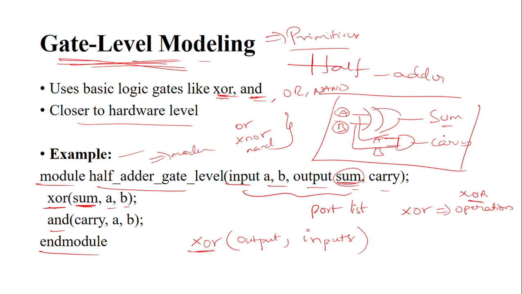So next, again, carry. For carry, what is the gate we have to use here? AND gate. So that's why AND, and the output is carry, and the inputs are A comma B, and we can close with the AND operation. So it is a simple way of representing gates.